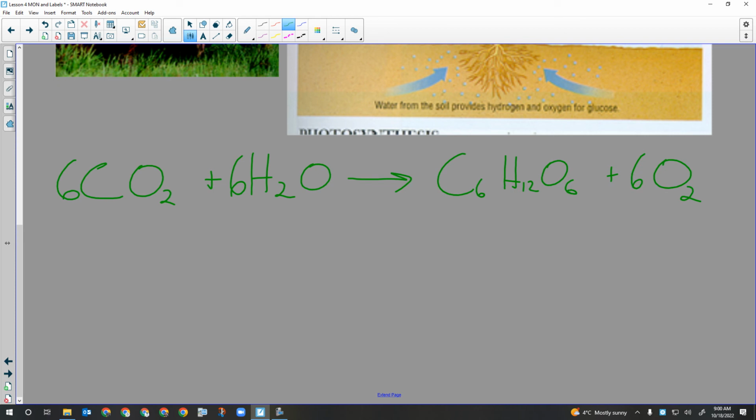I think that's balanced, right? Okay. What does it kind of look like from our last unit?